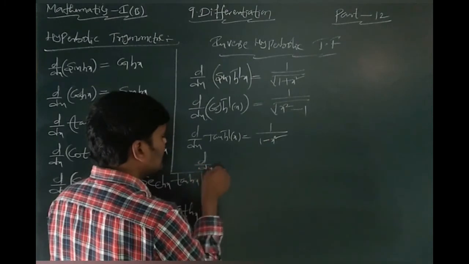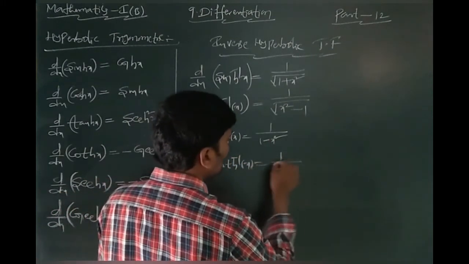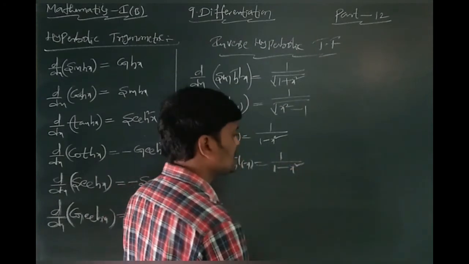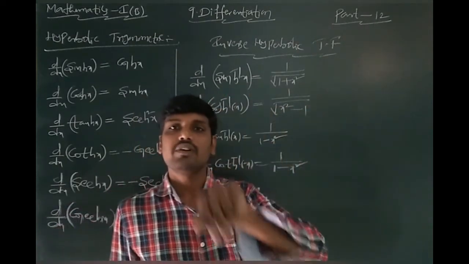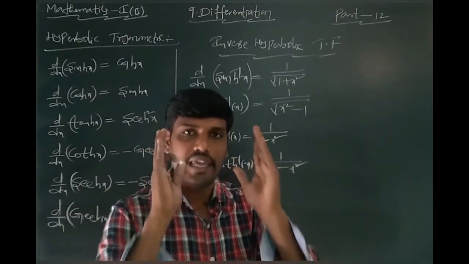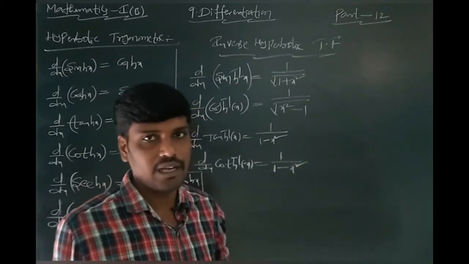Similarly, derivative of cot h inverse x is also equal to 1 by 1 minus x square. Here the derivative of tan h inverse x and the derivative of cot h inverse x both have equal values, that is 1 by 1 minus x square.